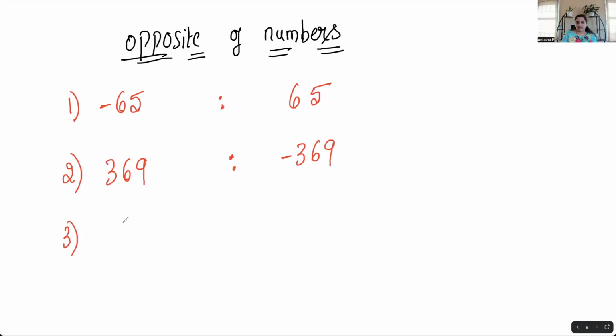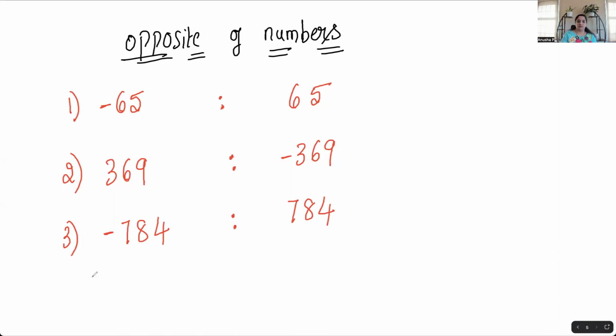The third example is, what is the opposite of minus 784? It is positive 784. Okay, so the opposite of a negative number will be a positive number. The opposite of a positive number will be a negative number.